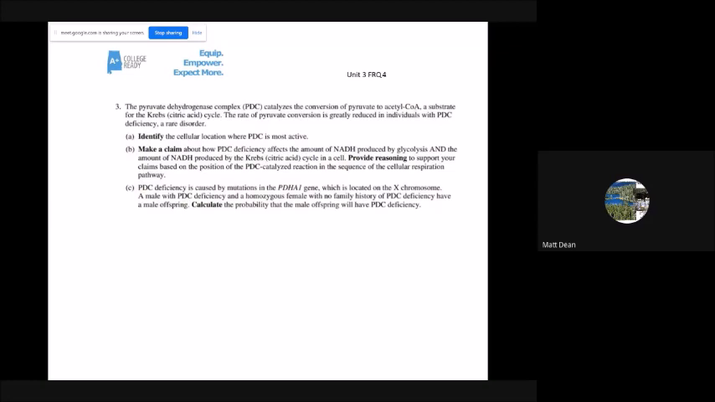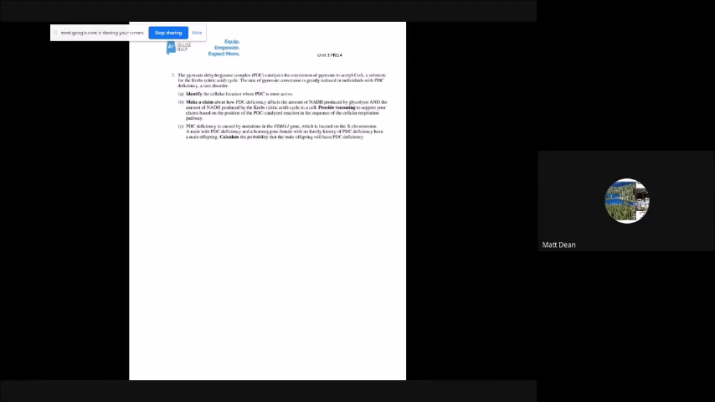Okay, so this enzyme, PDC, catalyzes the conversion of pyruvate, remember that 3-carbon molecule, to the acetyl molecule, the 2-carbon molecule, a substrate for the Krebs cycle. The rate of pyruvate conversion is greatly reduced in individuals with this PDC deficiency, a rare genetic disorder. Identify the cell location where PDC is most active, and then we want to make a claim about PDC deficiency. So before we try any of that, reminder of some stuff.